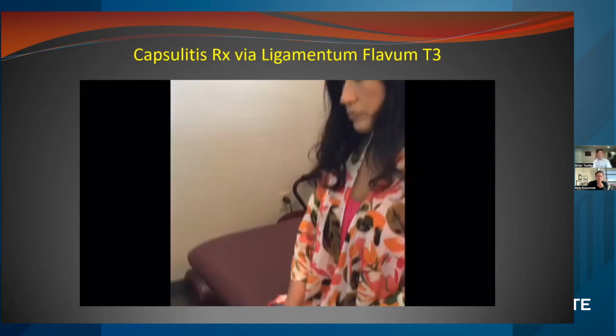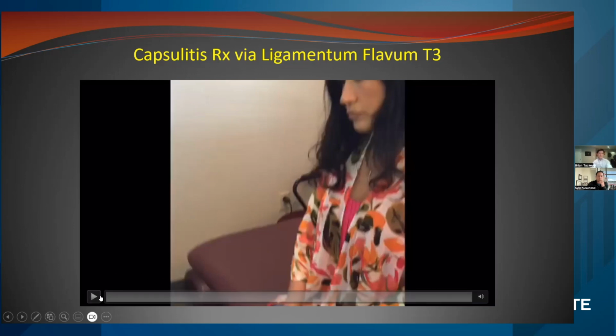This is a patient that had been in our clinic for a little bit of treatment for her frozen shoulder. And then the next layer that presented itself was the ligamentum flavum, a spinal ligament at T3. We're going to talk about the importance of that with regards to capsulitis in a few minutes. You're going to see the changes with really just a handful of releases, maybe 5 minutes of work, in her capsulitis, which had been going on for at least 6 months.